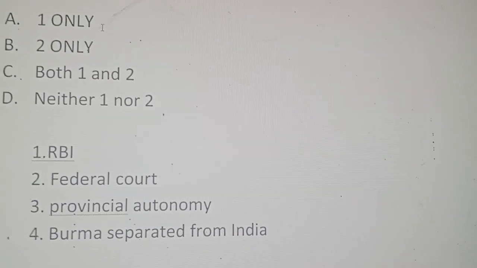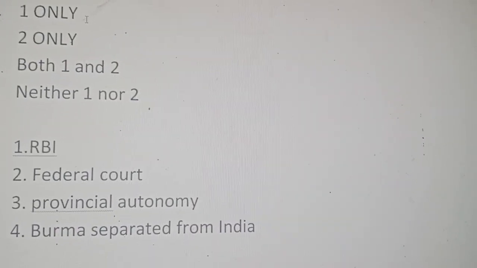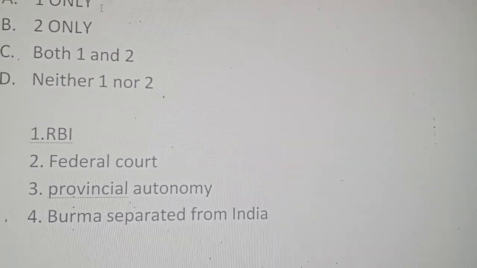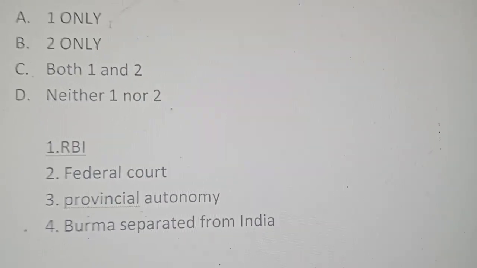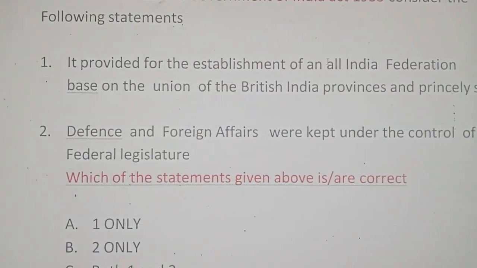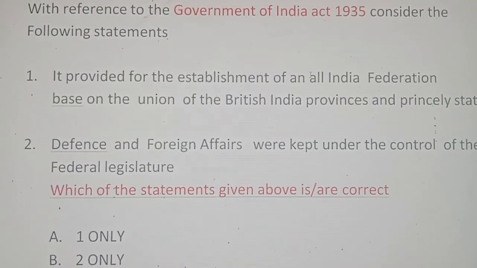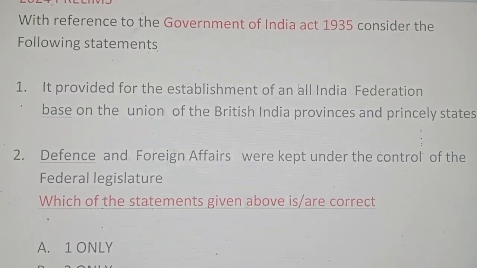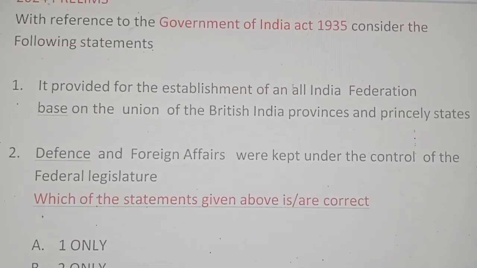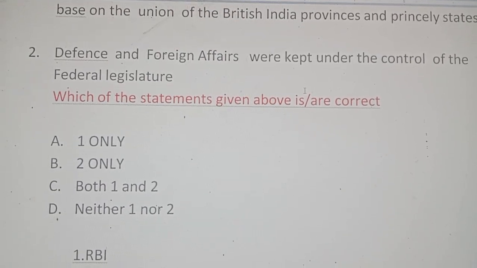It aimed to grant autonomy to Indian provinces and establish a federal structure for the country, though the federal system was never fully implemented. So both one and two are correct. It provided for the establishment of an All India Federation based on the union of the British India provinces and the princely states. Defense and foreign affairs were kept under the control of the federal legislature. Which of the statements given are correct? One only, two only, both one and two, neither one nor two.